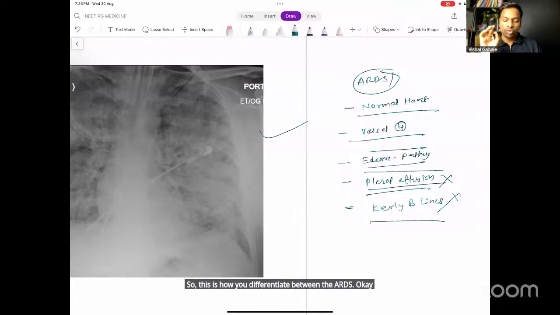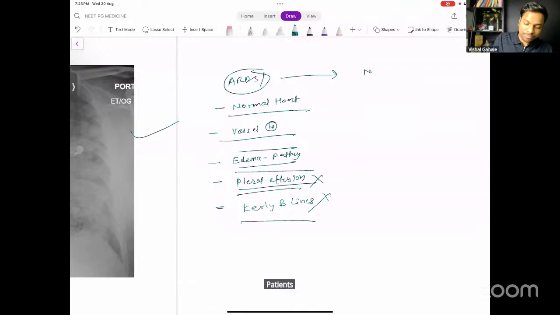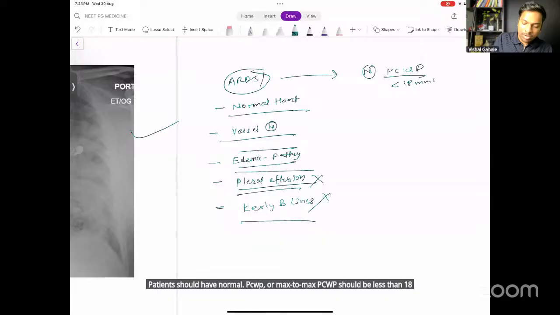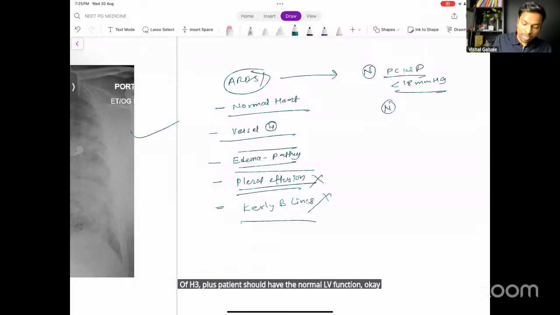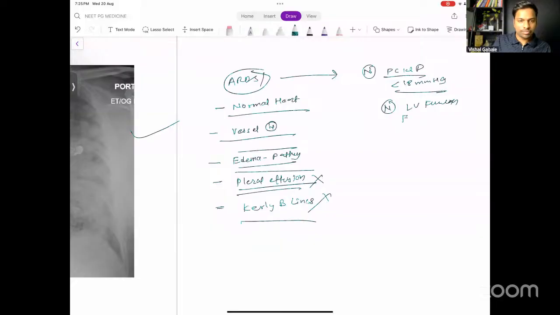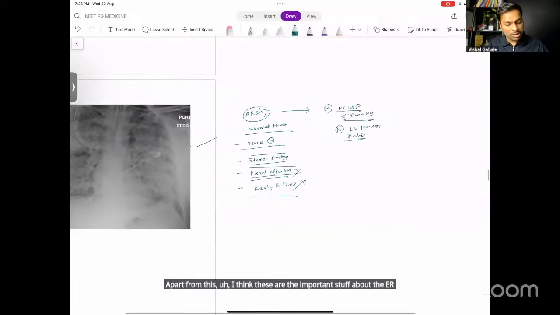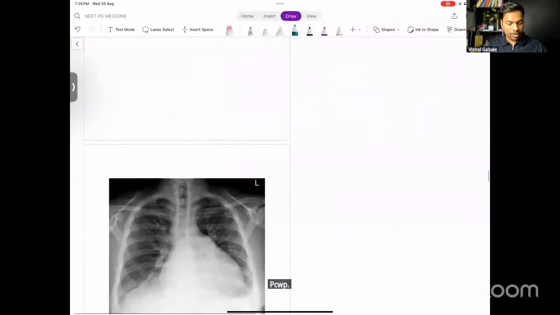In ARDS, the diagnosing criteria is that the patient should have a normal PCWP, at most less than 18 mmHg, plus the patient should have normal LV function on the echo. Apart from this, I think these are the important points about ARDS that you should know. And that's how we differentiate between ARDS and cardiogenic pulmonary edema with raised PCWP. Now let's move on to the next.